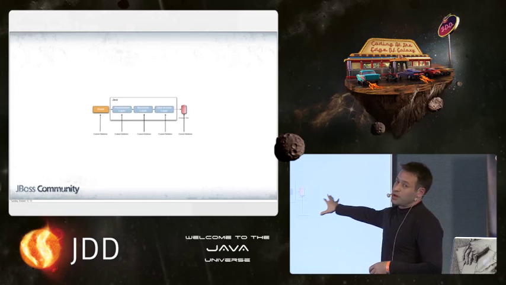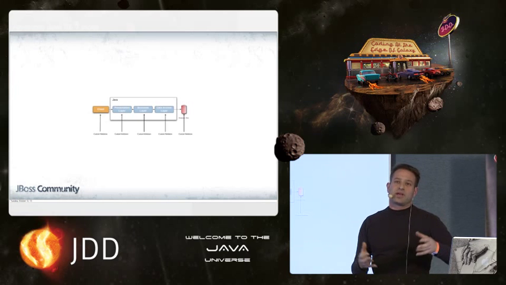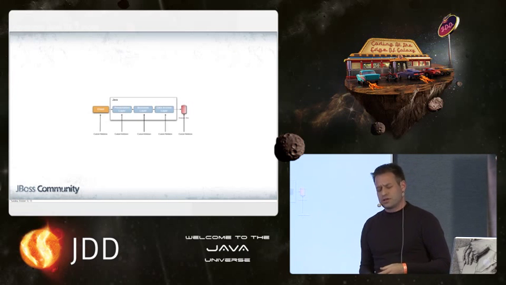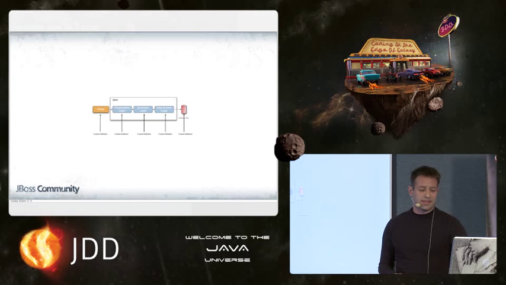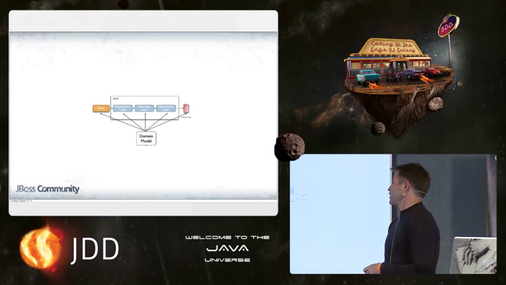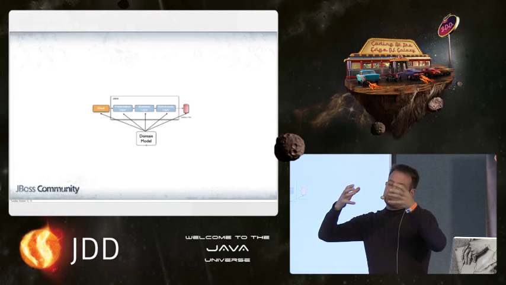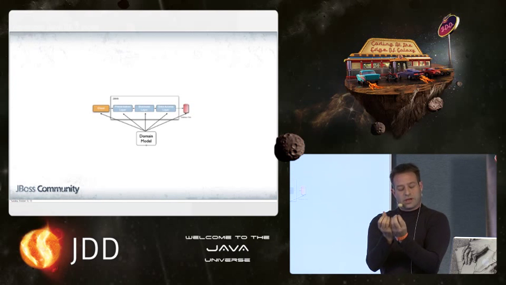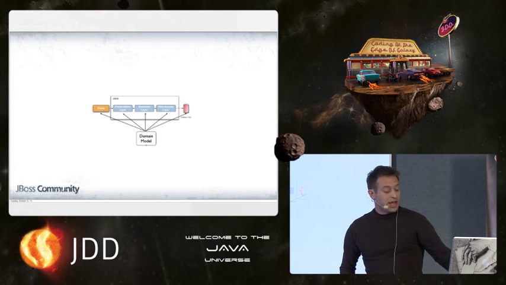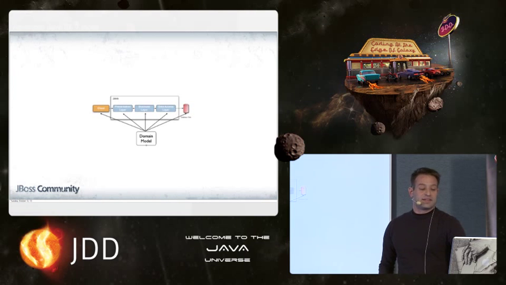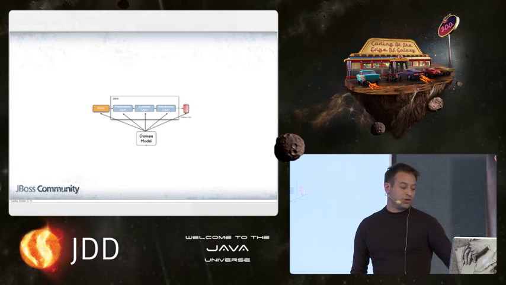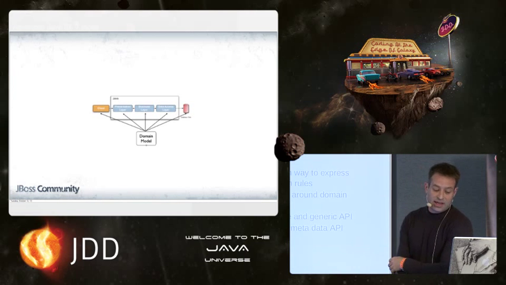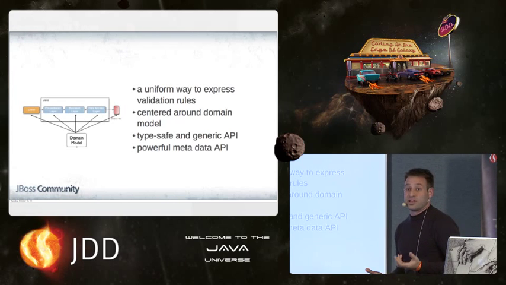This is basically just what I tried to explain. There's different layers in the application. Each needs, to a certain degree, validation. And the idea behind Bean validation is to collect these validation rules in the domain model at one single point and validate it there and write the logic to validate it only once. So Bean validation is a uniform way to express validation rules.